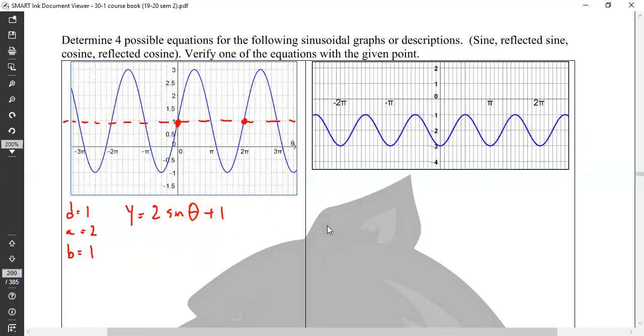Okay, next one. We could also call it cos. So 2 cosine, but now we've got a phase shift on here. So now we only need brackets around this. B is still just 1, so that's not going to be relevant. Start point for cos is here, up at the maximum. And that happens to be at pi over 2, right? So this is theta minus pi halves because it's to the right.